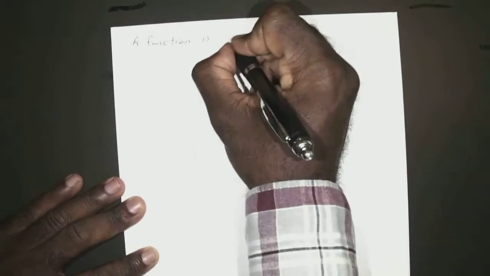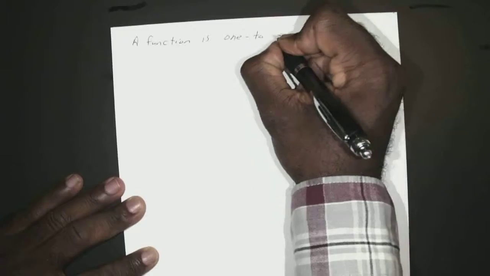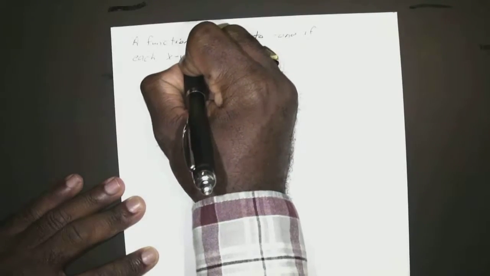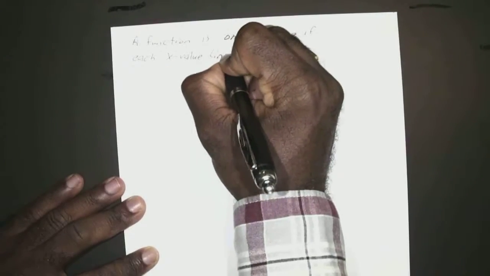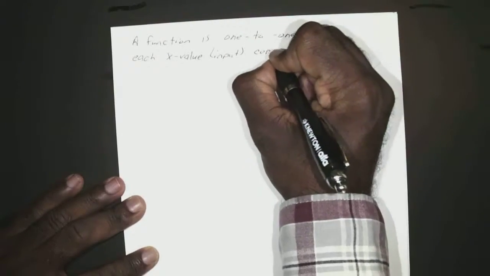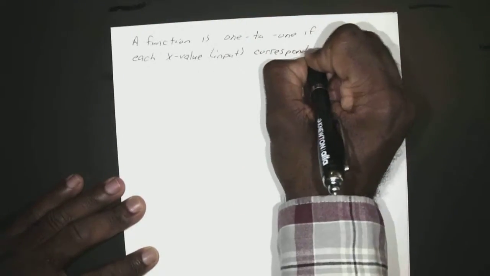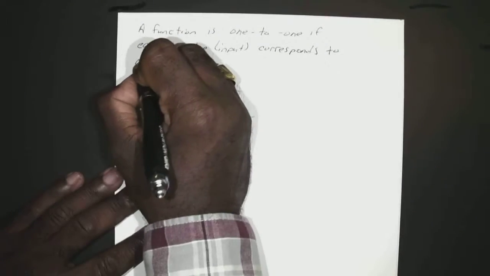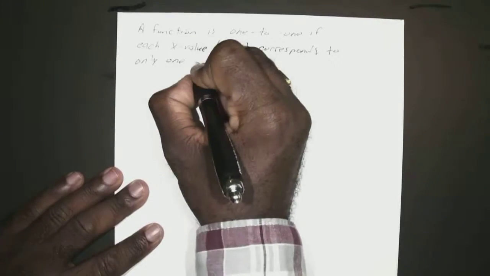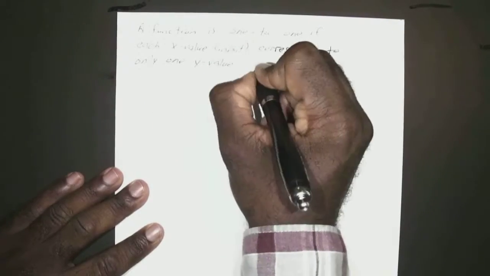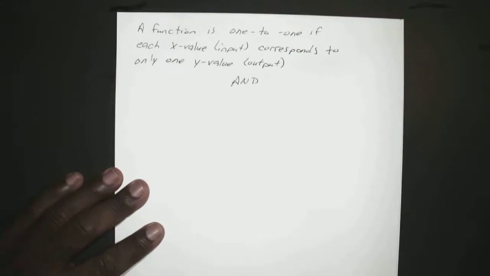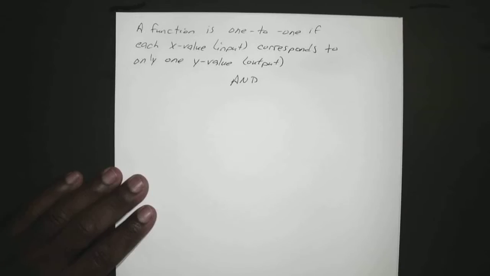A function is 1-to-1 if each x value, or your input, corresponds to only one y value, your output, and each y value corresponds to one x value.